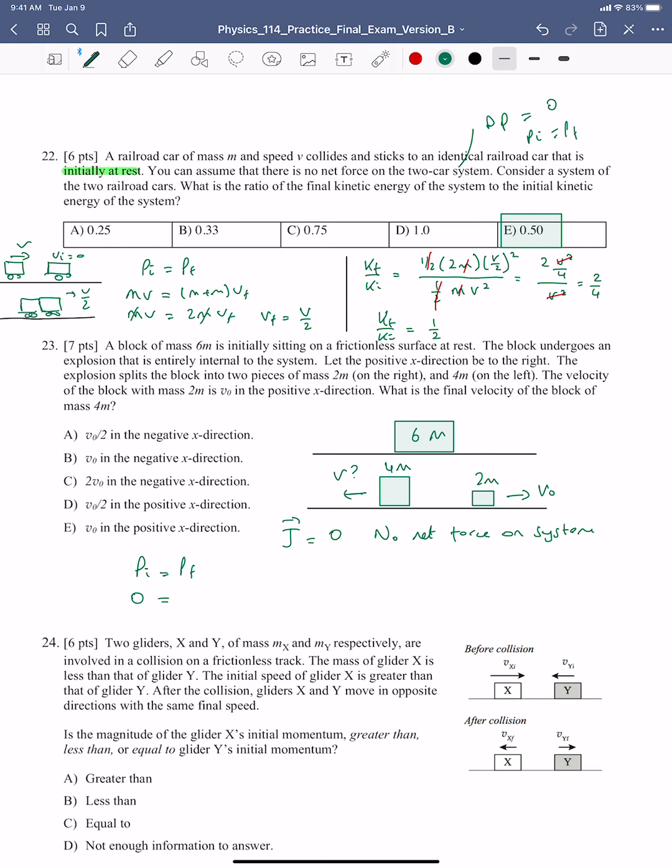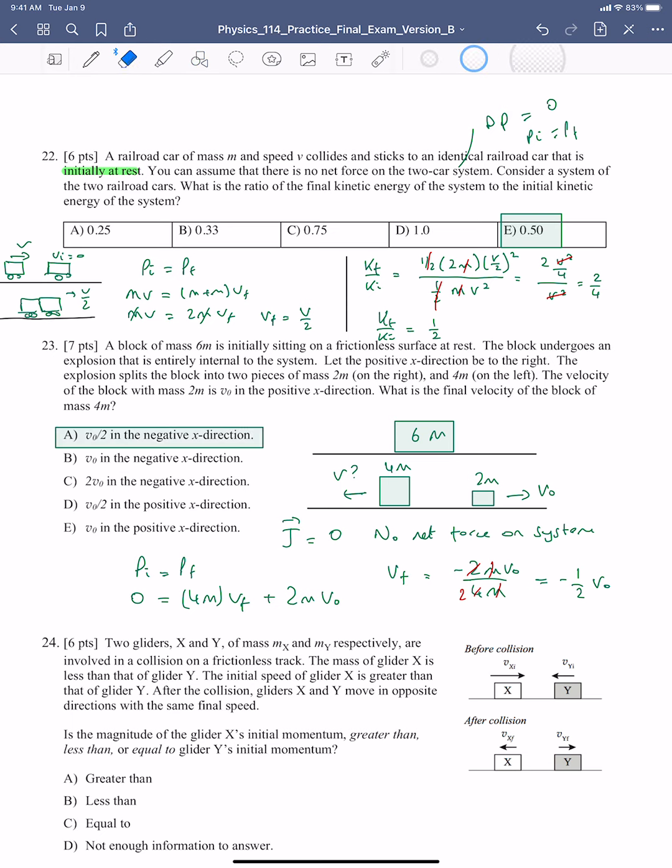This is equal to 0. This is equal to 4m times some v final plus 2m v0. So I can see that v final will equal negative 2m v0 over 4m. Cancel out those m's. 4 was 2 and 4 twice. So we'd have negative 1/2 v0. So v0 over 2 in the negative x direction, which is choice A.